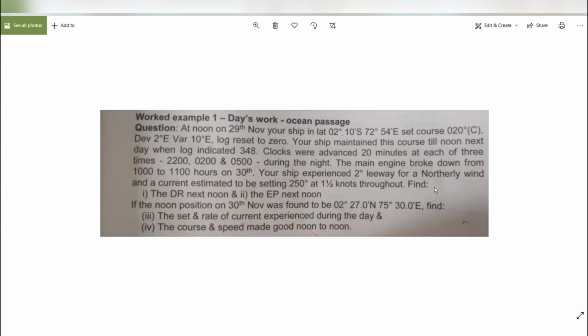1.5 knots throughout. They want us to find the DR, the estimated position, and they have given us the known position on the next day, and they want us to find the set and rate of the current experienced during the day and the course and speed made good known to known.